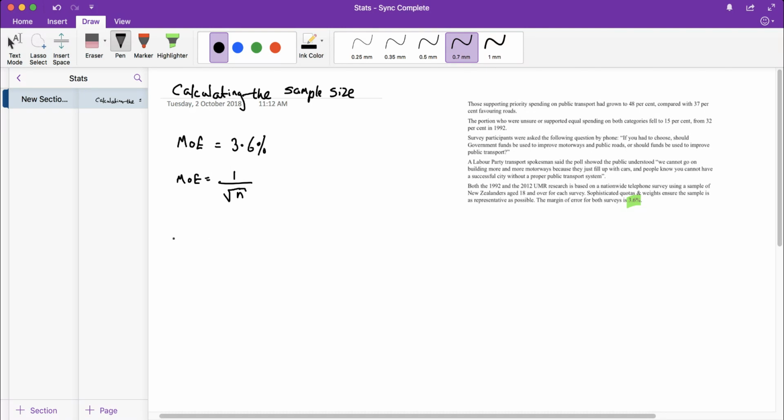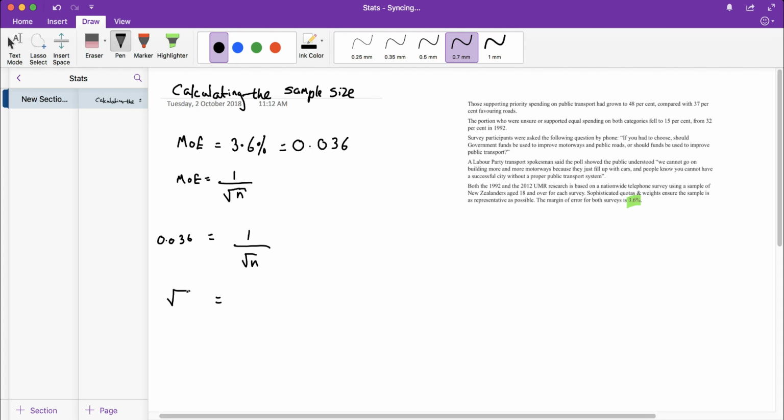So the first thing I'm going to do is turn my margin of error percentage into a decimal. We know that we have to be able to do that, and so therefore the margin of error is 0.036. So at this point I can say that 0.036 equals 1 divided by the square root of n.